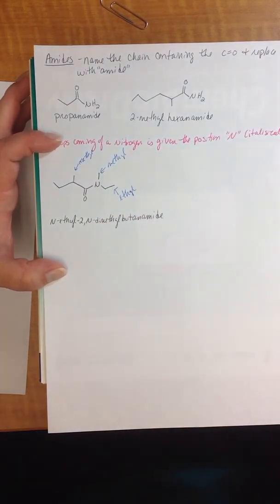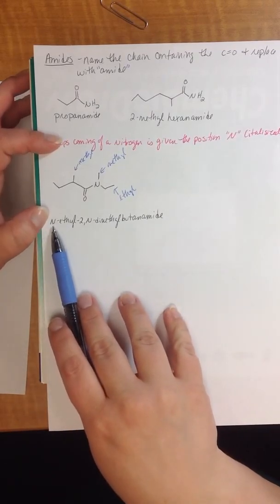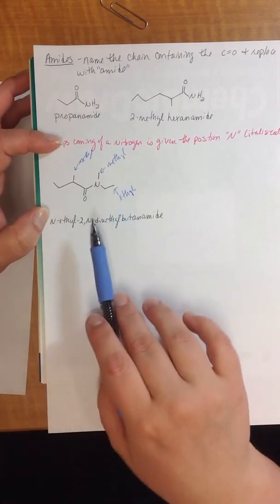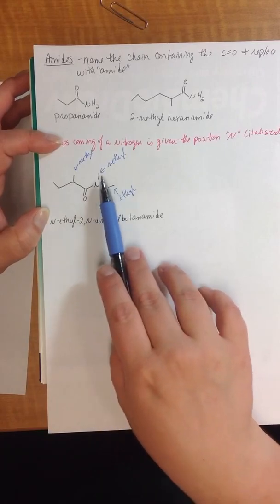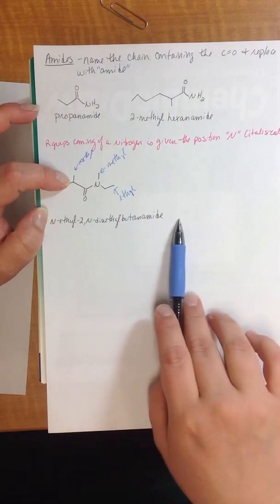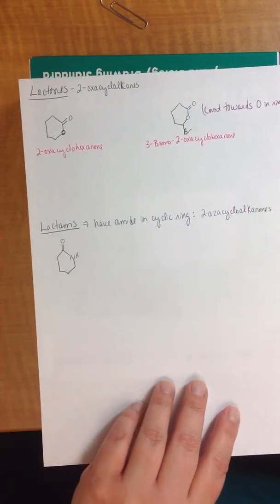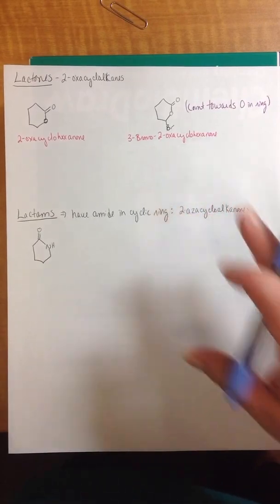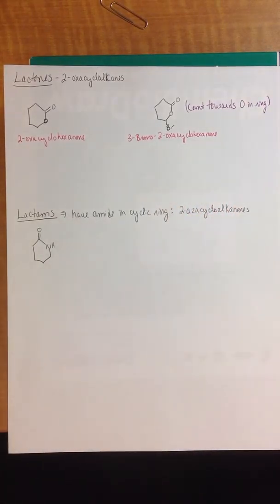So just as you would in any other type of naming, now you want to go through and put these in alphabetical order and tell people where they're attached. So this guy is an N-ethyl because we have an ethyl group that's attached to a nitrogen. 2, N, because we've got a methyl group in both of these positions. Dimethyl butanamide. And yes, you can mix numbers and letters. That is totally fine.